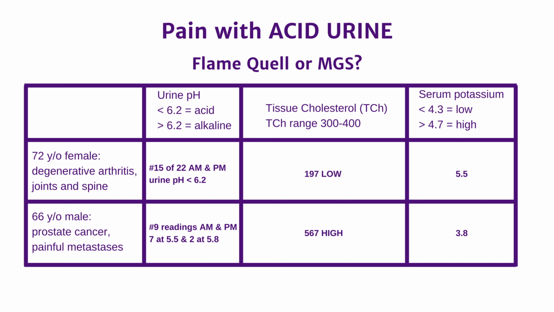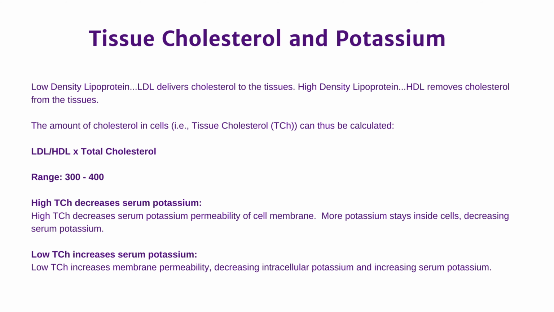And also note that the high tissue cholesterol is accompanied by a low serum potassium, whereas a low tissue cholesterol is accompanied by a high serum potassium. So let's move on and look at tissue cholesterol in more depth. Tissue cholesterol can be calculated from the total, HDL and LDL cholesterols in serum. The information on this slide can be found in the forum at drrivici.com.